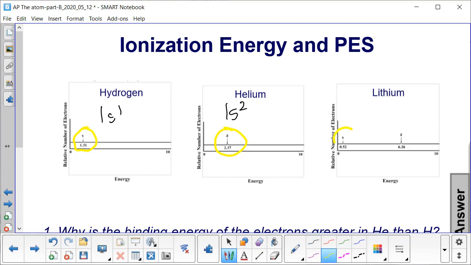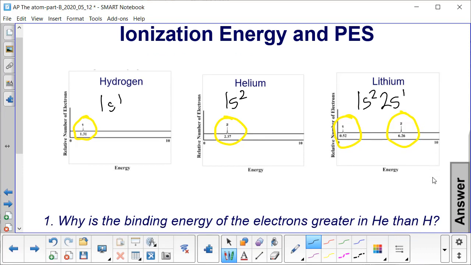All right, then lithium, we see there are 2 peaks. There's one peak here at a very low energy, 0.52, that has 1 electron in it, and then a second peak here that has a much higher energy, 6.26, and it has 2 electrons in it. And we know the electron configuration for lithium is 1s2, 2s1. Okay, so let's go to the questions and see if we can answer them.